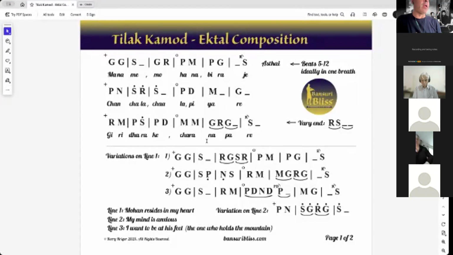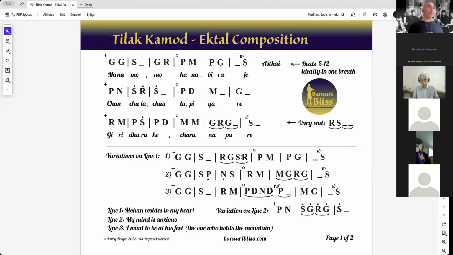Before we go to line 2, we can look at these variations right here and see what happened. What happened in variation number 1? Beats 5 and 6 got changed. You're now going double speed. Instead of ga re, we're just switching out the ga re. Re ga sa re. Alright? Ga re pa ma, re ga sa re pa ma. Re ga sa re pa ma. Gaga sa, rega sa, re pa ma pa ga sa.